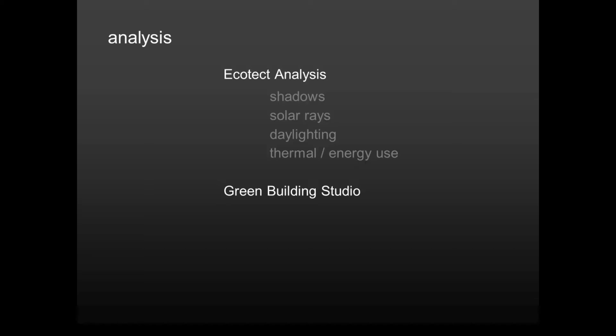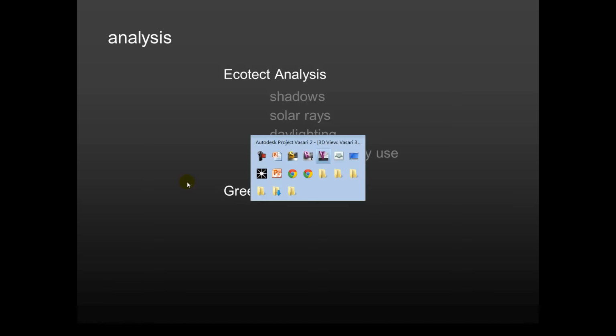And there's Green Building Studio, which is an online service that's available for doing analysis. That's also available to you because you're part of the student community, so you'll have access to that too. So how those look is something like this. Let me switch over to Ecotect and show you how this works.